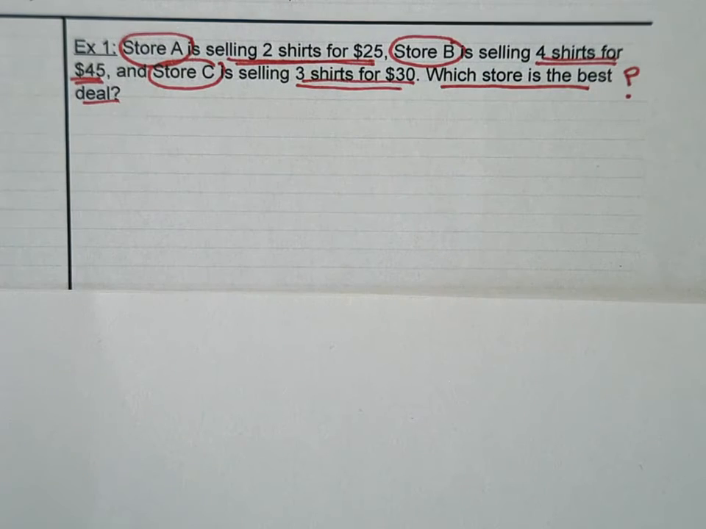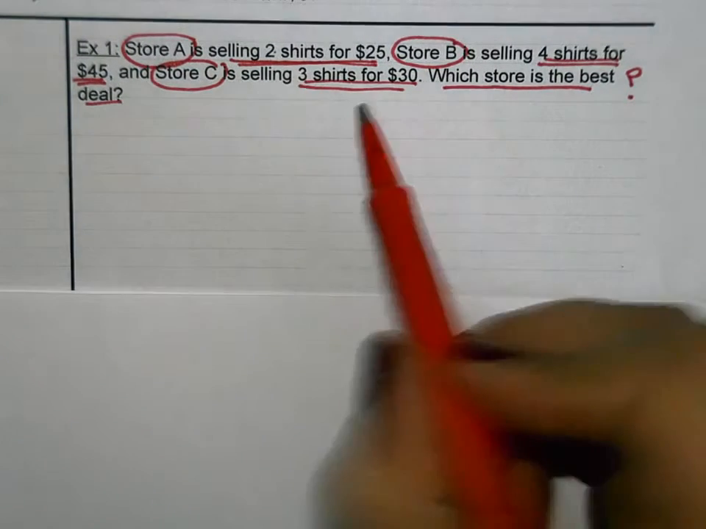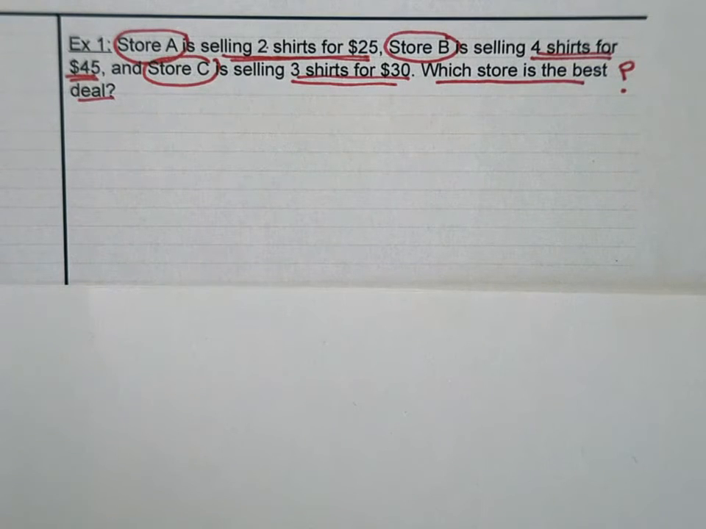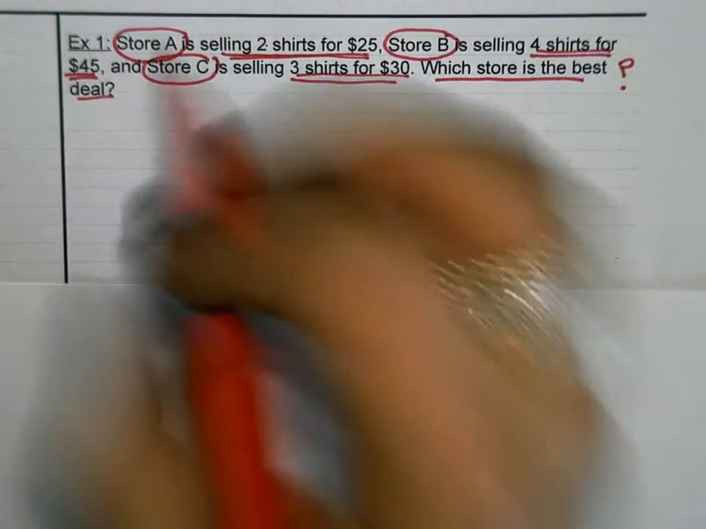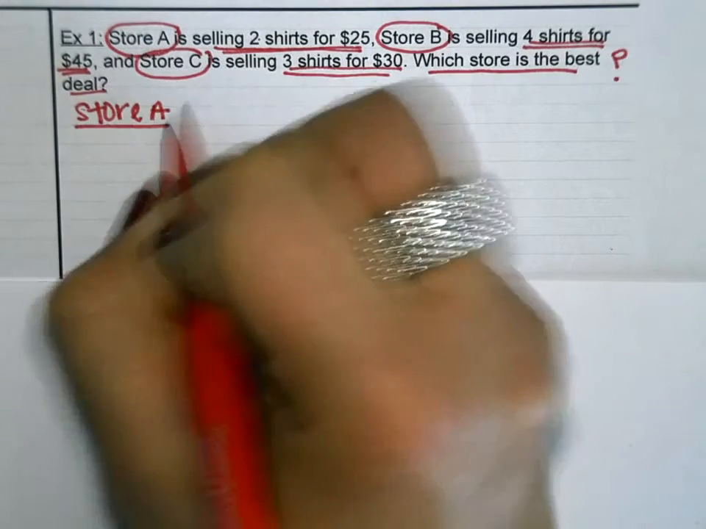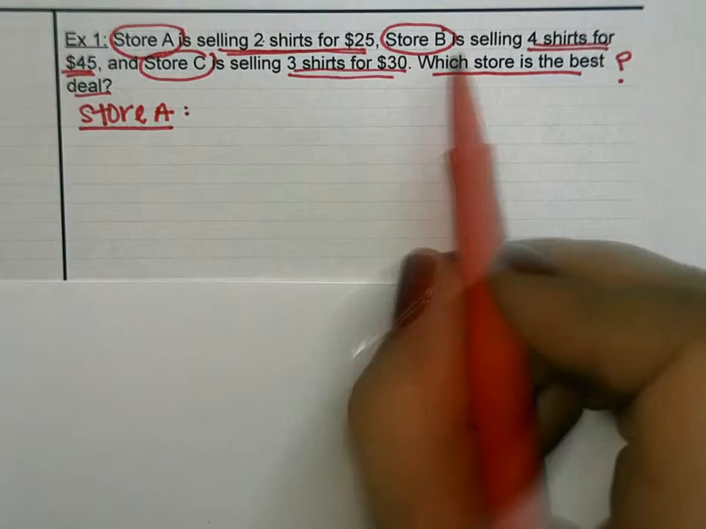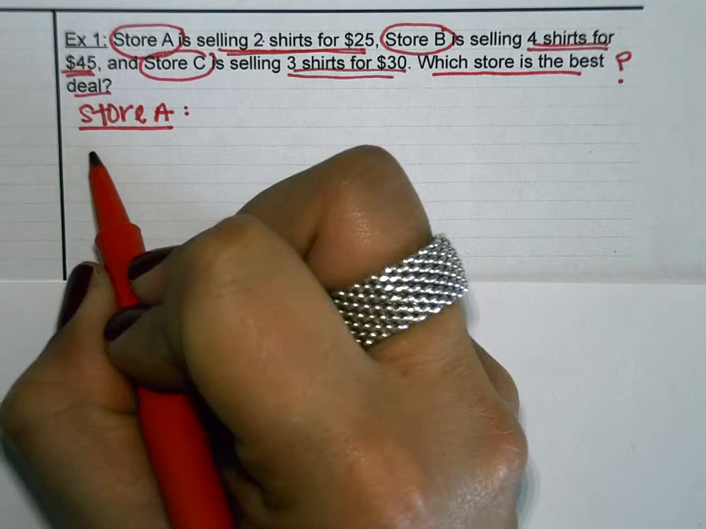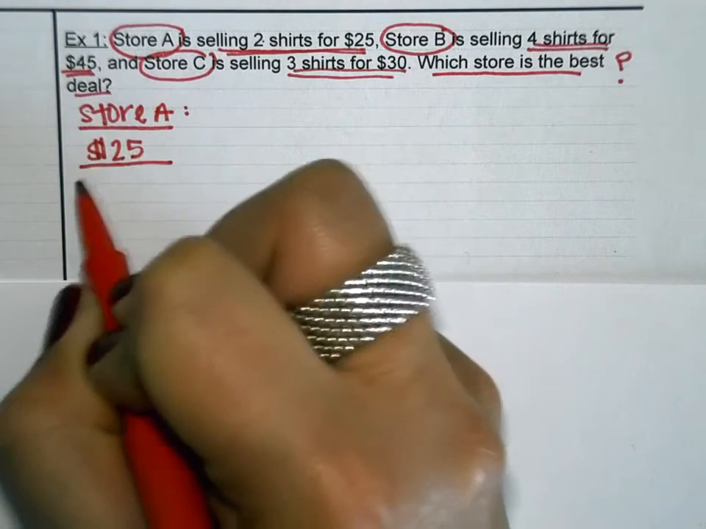Because each of these stores has a different deal and they're all for different amounts of shirts, I can figure out what the best deal is by finding the unit rate or the unit cost per shirt. So we're going to find the unit rate for each of the stores. So store A, I'm selling 2 shirts for $25. So I'm going to write that as a ratio. $25 gets me 2 shirts.